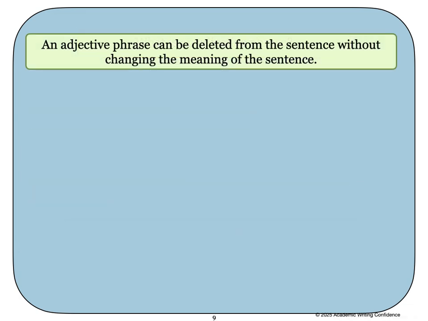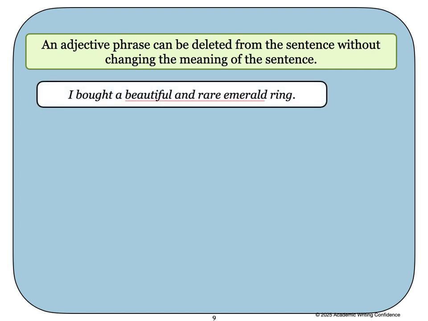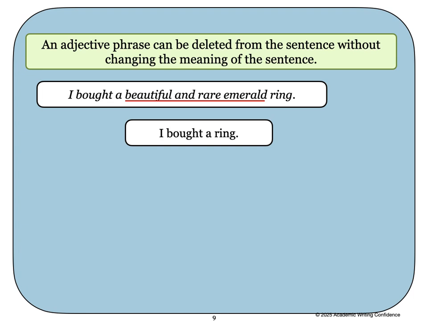An adjective phrase can be deleted from the sentence without changing the meaning of the sentence. For example, I bought a beautiful and rare emerald ring. If we take out the phrase, we're left with the main sentence, I bought a ring. The adjective phrase just gives more information about what the ring looked like.